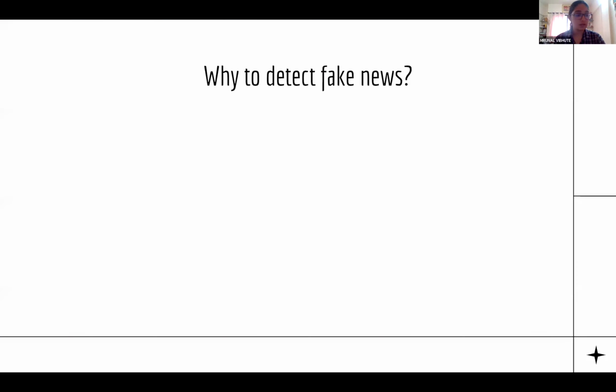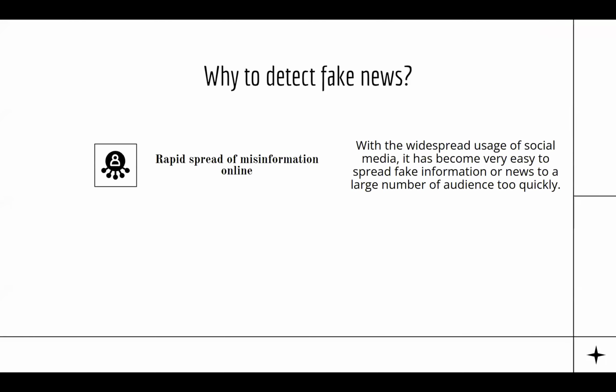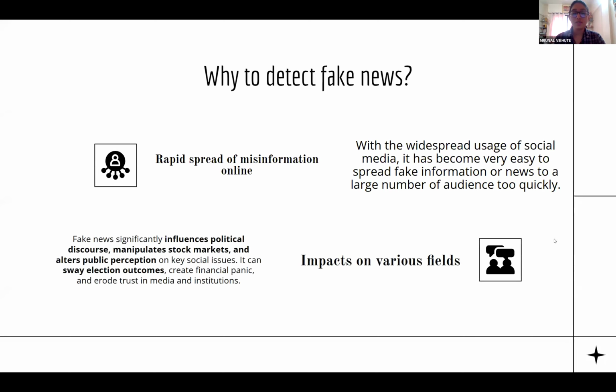So starting with the introduction, why detect fake news? The first important reason is the widespread use of social media. Everyone is using it, so fake news is spreading too quickly. The second reason is that fake news has an impact on various fields like political decisions and stock market trends, and public perception changes really quickly when any news is spread through these platforms. So it is necessary that we implement some measure to detect whether news is fake or not, and then take decisions based on it.